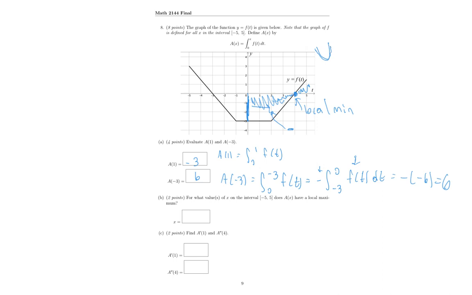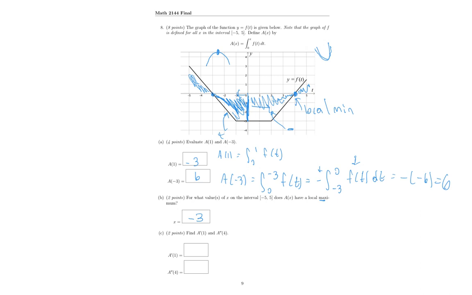But we're looking for a local max. If I go this way, remember, if you're going the other direction, the area is flipped. So this is all positive. My area is increasing, increasing, increasing. I get to minus 3, and it starts decreasing. So as I'm going to the left, I'm increasing my area, and then I'm decreasing. That's a local max, so it's at x equals minus 3.